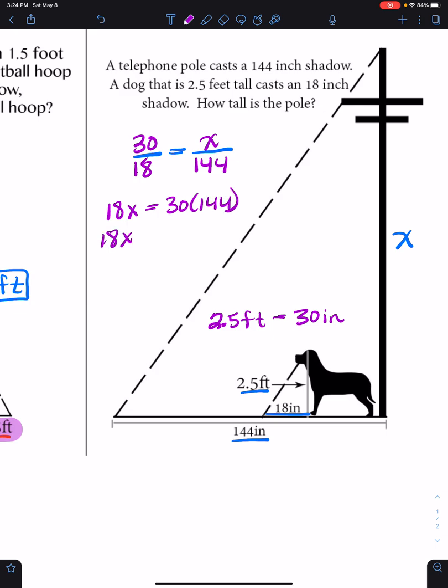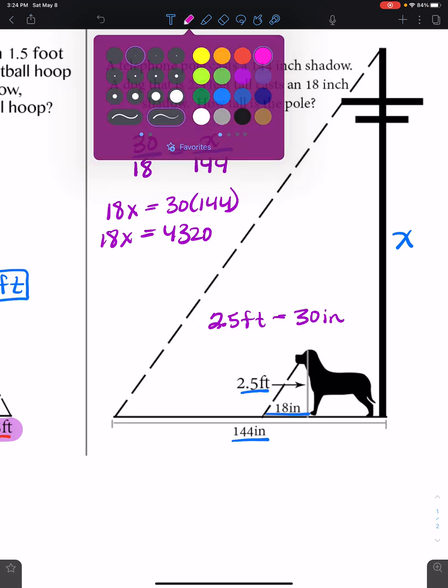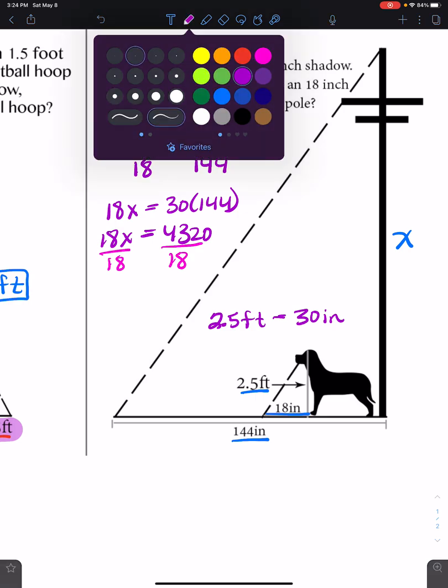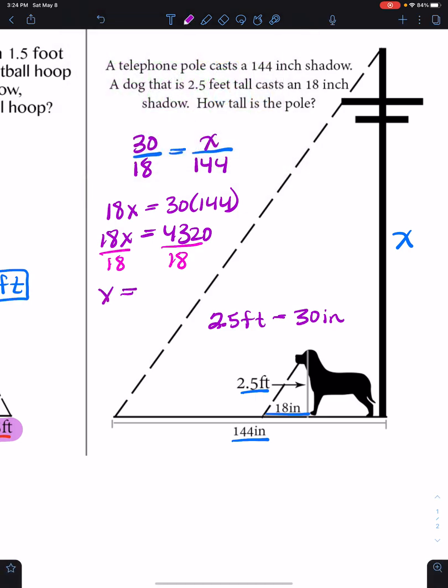And I'm going to do 30 times 144 in my calculator to get 4,320. And since this is now a one-step equation, I'm going to divide both sides by 18 since x is being multiplied by 18. And I find that x equals 240 inches. We probably wouldn't state the height of a telephone pole in inches though, so if we wanted to change that into feet, we could divide by 12 to find that it is a 20-foot pole.